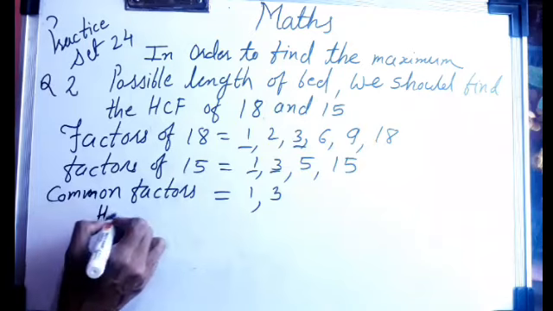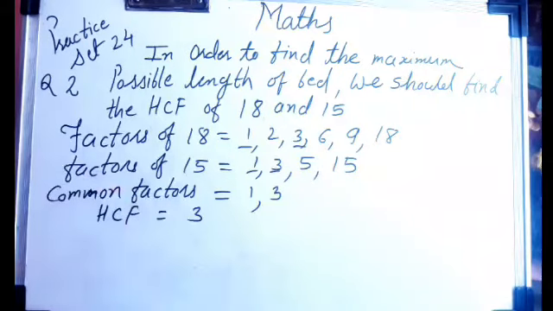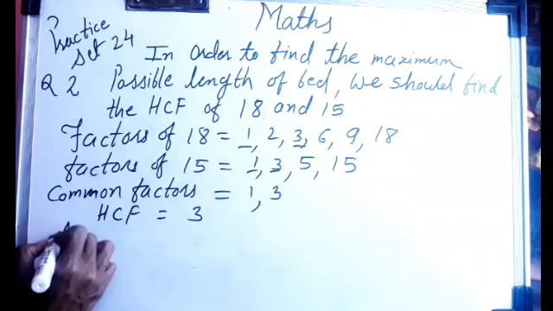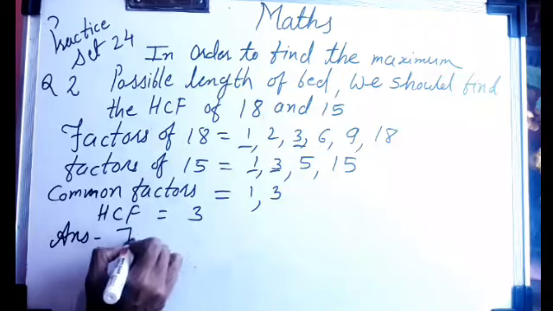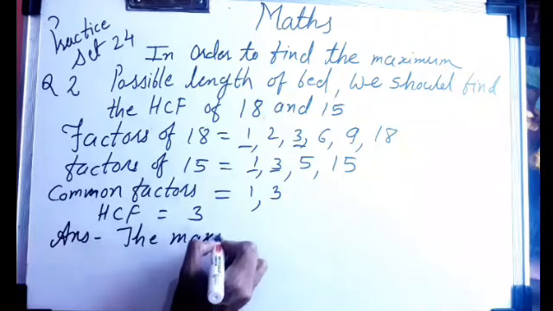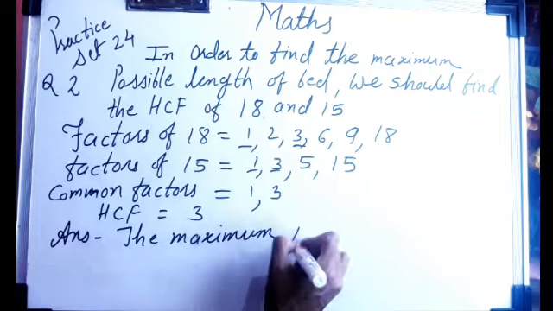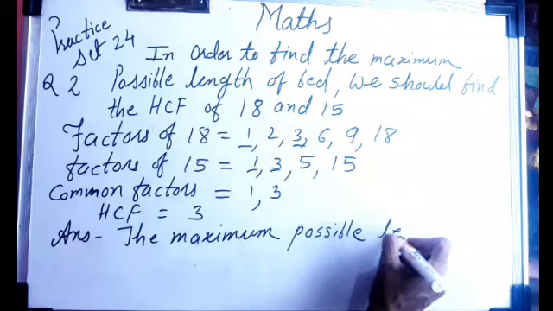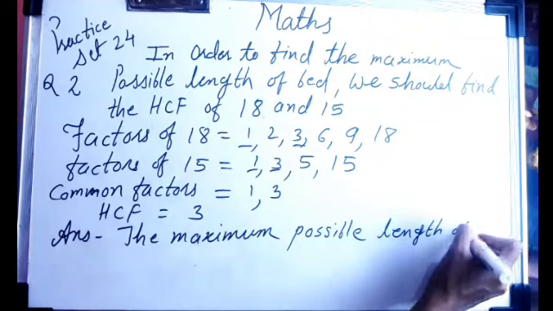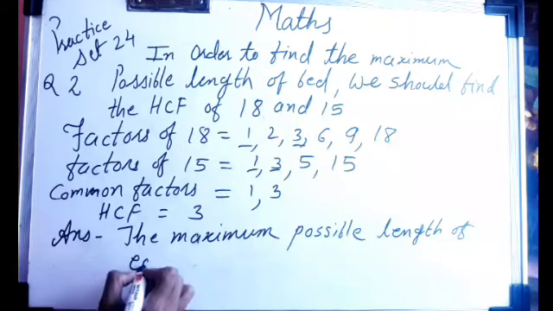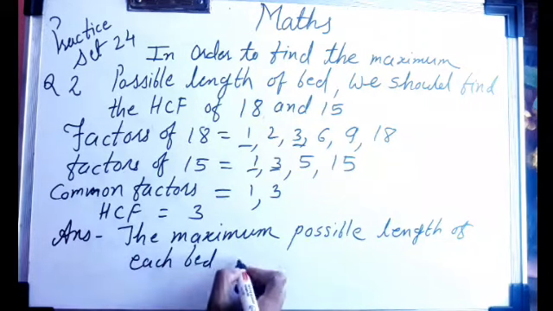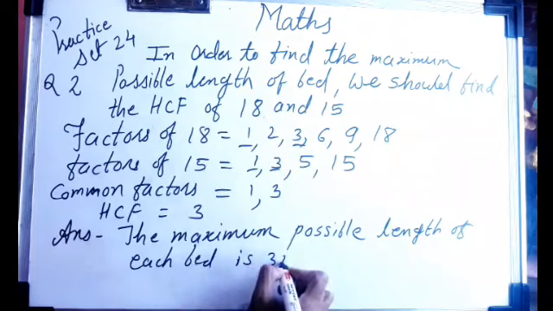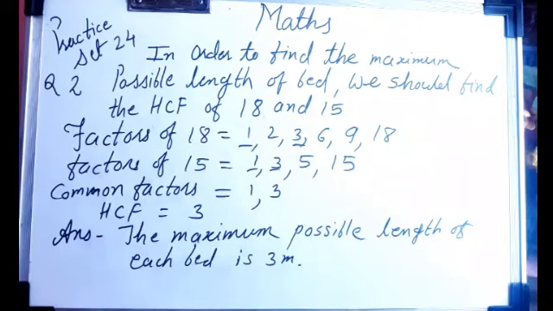Then which is the highest common factor? It is 3. So HCF is 3, and this will be your answer. So the final answer you will write as: the maximum possible length of each bed is 3 meters.